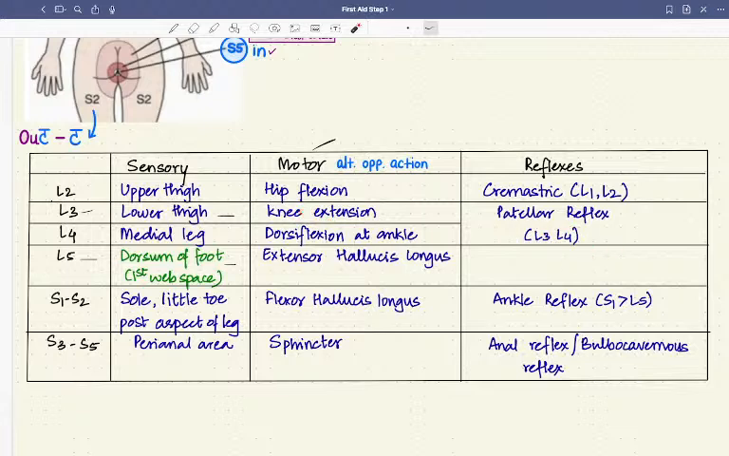Okay, L5 for first web space. First web space, obviously first finger is what? Extensor hallucis longus. So we had hip flexion, knee, dorsiflexion, and then finally extensor hallucis longus. Because L5 is first web space, dorsum of the foot. So dorsum of the foot is extensors.